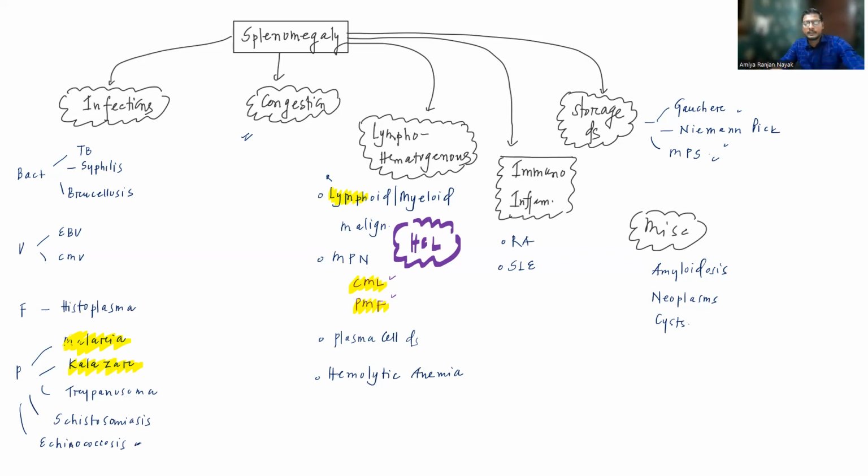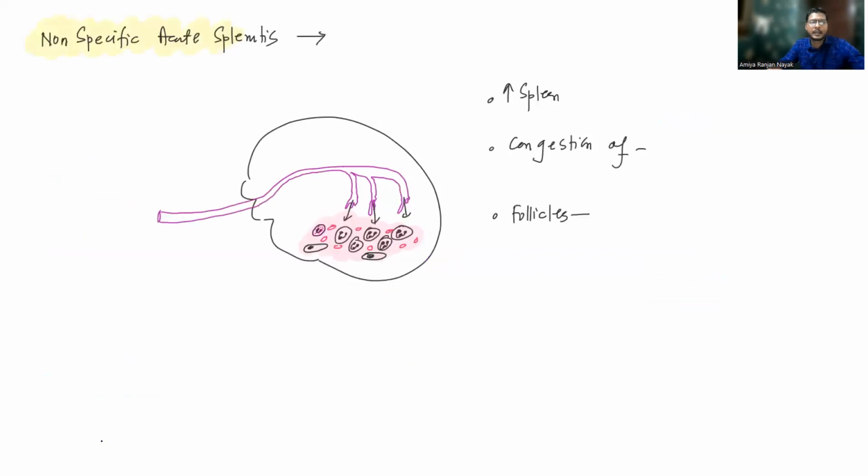Okay, so these are the causes of splenomegaly. Now we'll discuss some of the individual entities. The first one is non-specific acute splenitis. It is very much similar to what we have discussed for non-specific acute lymphadenitis. Basically, it can happen in any bloodstream infection, especially bacteremia, bacterial infections.